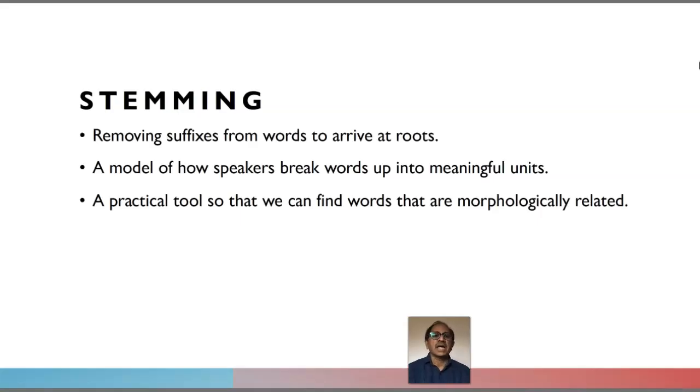Stemming is a process where we remove suffixes from words to arrive at roots. Stemming can be imagined as a model of how speakers break words up into meaningful units. It can also be imagined as a practical tool so that we can find words that are morphologically related. Right? When we say a model of how speakers break up words into meaningful units, we are talking about people, linguistics, or human beings. When we are talking about a practical tool, we are talking about computational linguistics, where we use stemming as a tool to remove suffixes from words.